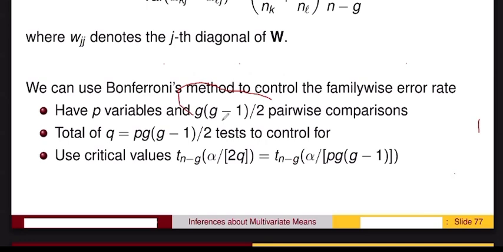Take a look at this. We have G into G minus 1 over 2 comparisons, which I'll call Q. In the Bonferroni, don't forget we are dividing the level of significance by Q, where Q equals G into G minus 1 divided by 2. That is having a control. That is restricting the level of significance to 5%. That is the Bonferroni that I just talked about.